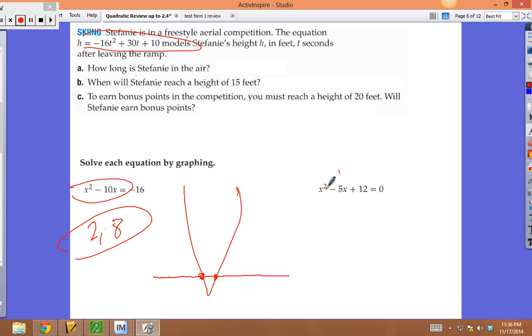This one, x squared minus 5x, type this in and look at the graph. Its graph is something like this. When is it going to equal 0? It is never going to equal 0. Here's 0 right here. It's never going to come down and touch that low. So it's no solution.